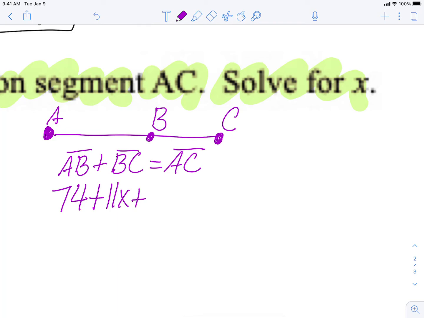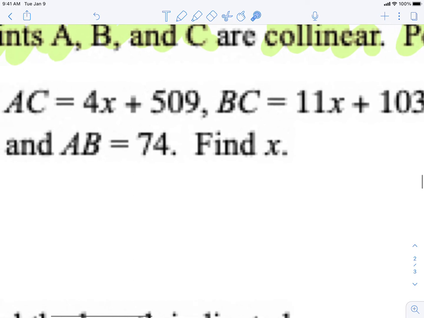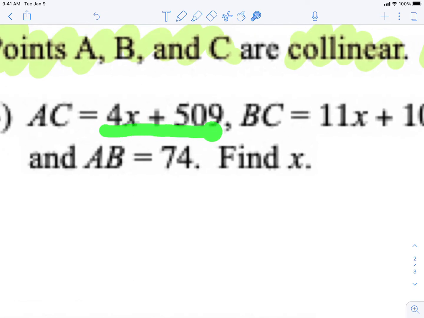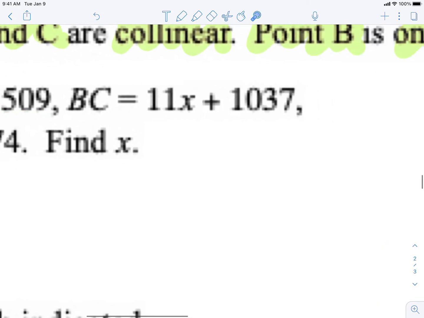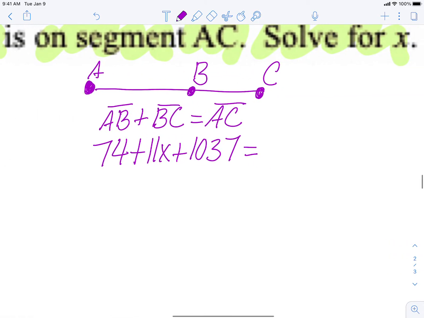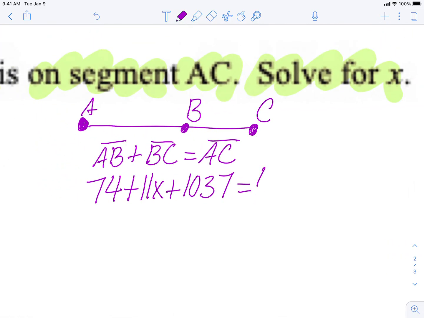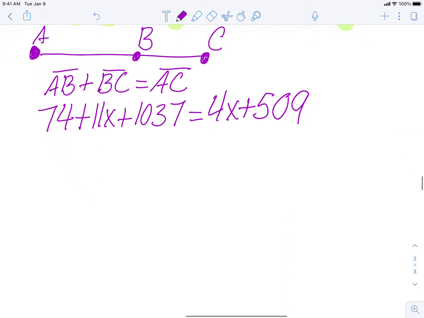11x plus 1037 is equal to AC. Well, how much is AC? AC is 4x plus 509. All right. AC is equal to 4x plus 509. Okay. Well, let's draw a line of separation, right?